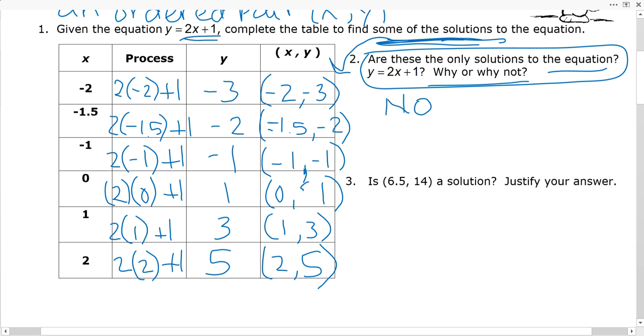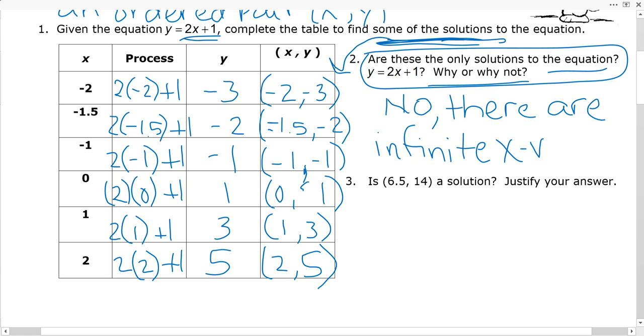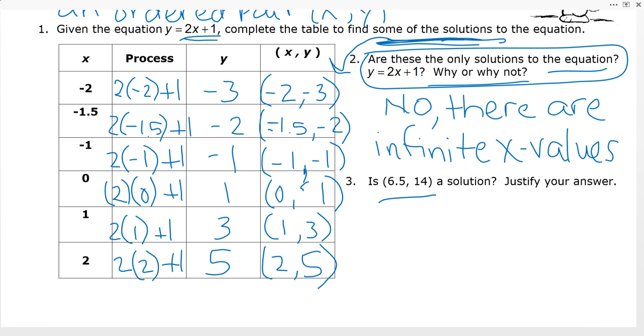The answer, of course, would be no, because there are infinite x values that we could substitute in. Okay, so now we want to know, is this a solution? Again, you have to erase the part that says, are these the only solutions to the equation?